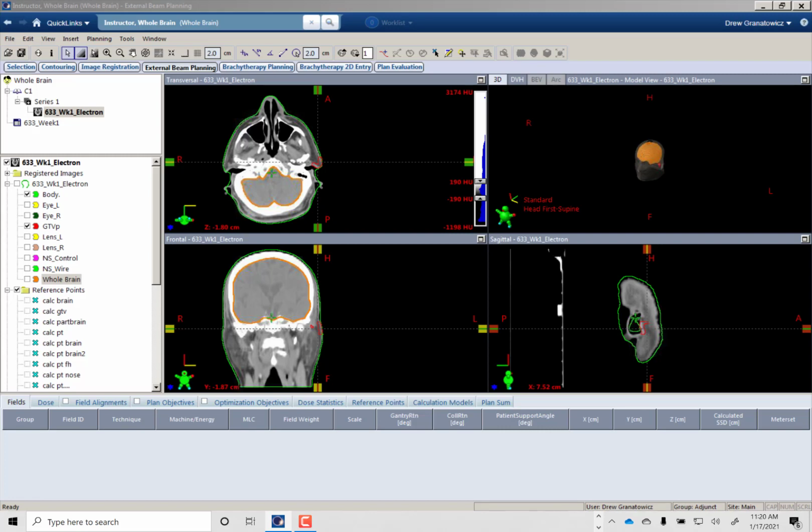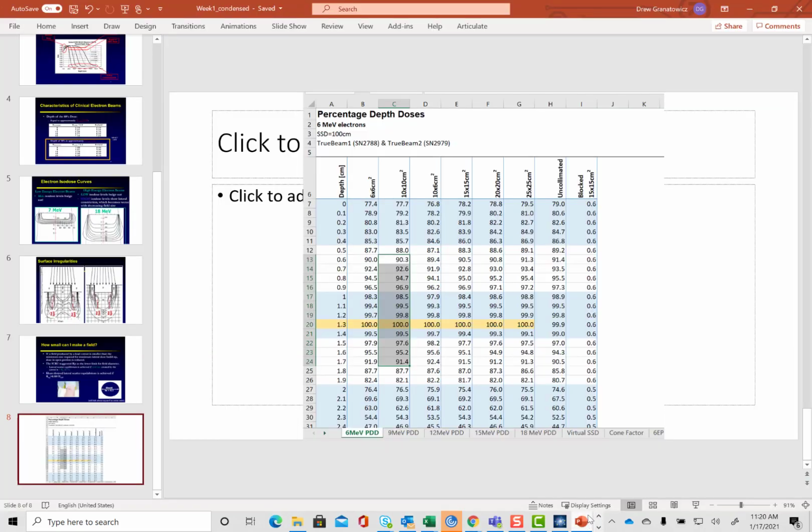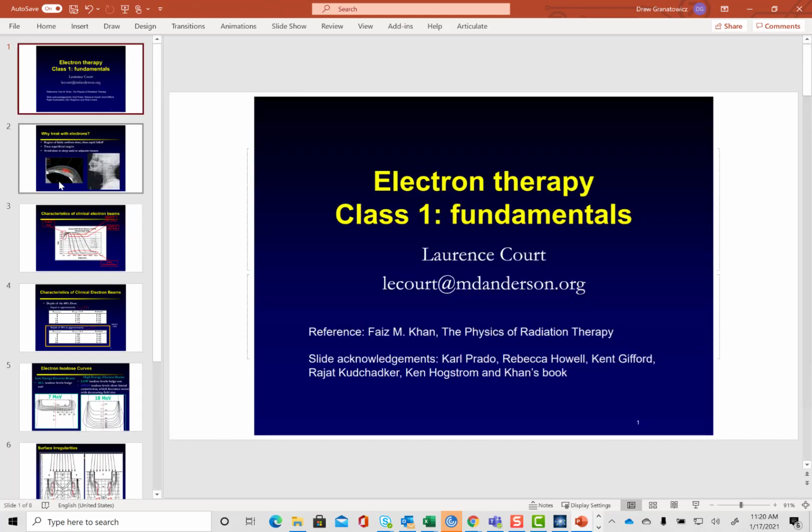Hi guys, this week we're going to be going over electrons. So before we get started with treatment planning, let's look at a few slides. I included two PowerPoints for this week. One is a little bit longer and more in depth. I suggest looking over that one. It contains a lot of good information about electrons, but I picked a few slides that I thought were really pertinent to actual treatment planning with electrons.